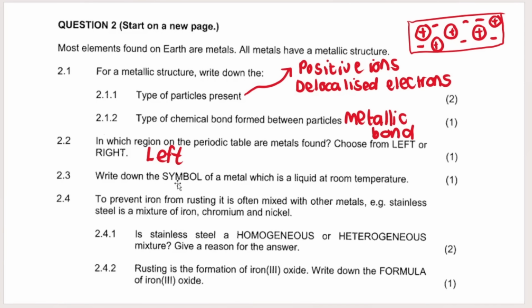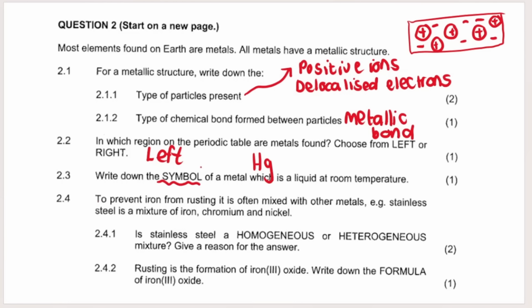2.3, write down the symbol of a metal, which is a liquid at room temperature. And you should know that that is mercury. But look at what the question says. It says write down the symbol. So if you write out the word mercury, you're going to get it wrong. So you have to say Hg.